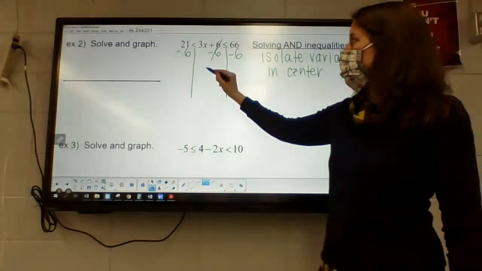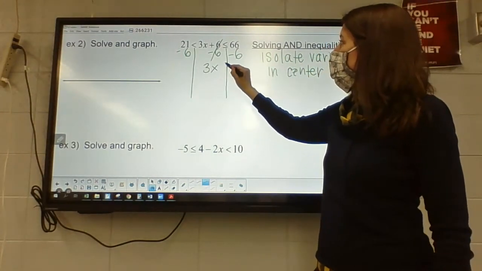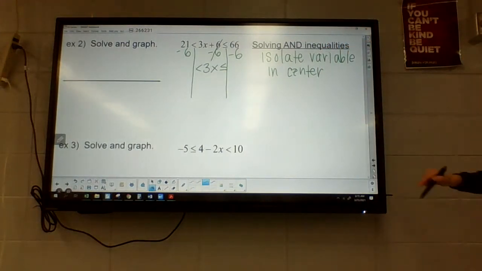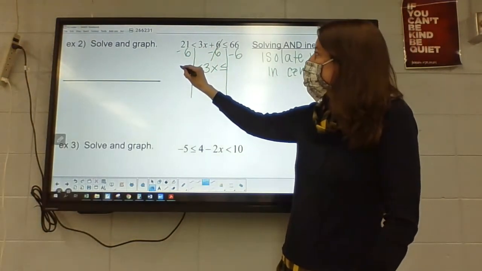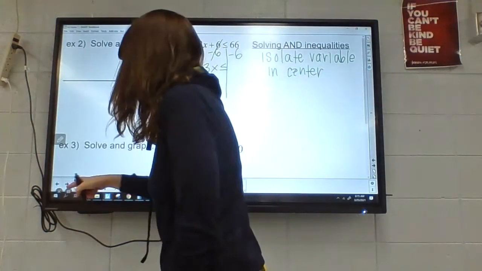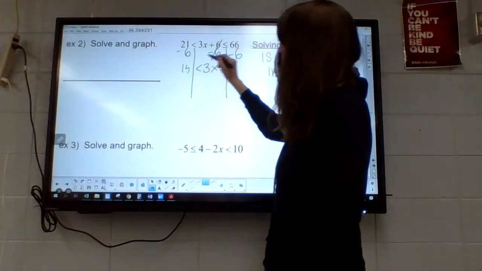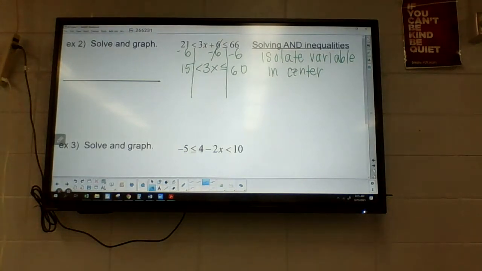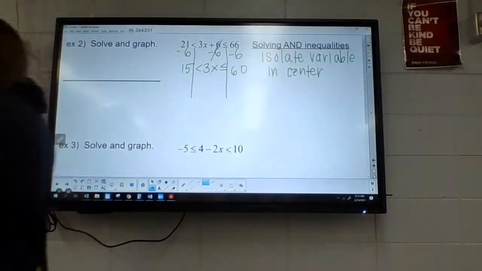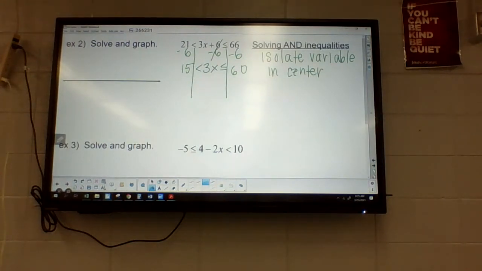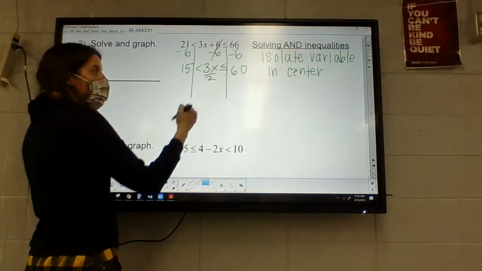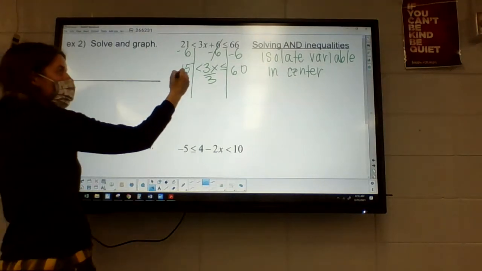So now in the middle, I just have 3x. The inequality signs get to stay the way they are. Then here, 21 minus 6, I get 15. And then here I get 60. And then to get x alone in the center, what are we going to do? It's being multiplied by 3, so we're going to divide by 3. But if I do that in the center, I have to do it on each side as well.